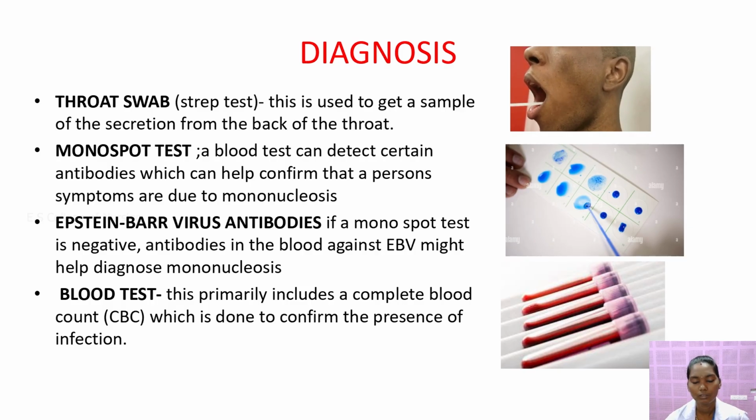First is the throat swab. A throat swab helps to identify the growth of bacteria in the oral cavity. Next is the monospot test. This is a blood test. It detects certain antibodies which can help to confirm that the person's symptoms are due to mononucleosis. Next is the Epstein-Barr virus antibodies test. This is also one of the tests. It helps to determine whether the patient has tonsillitis or not.